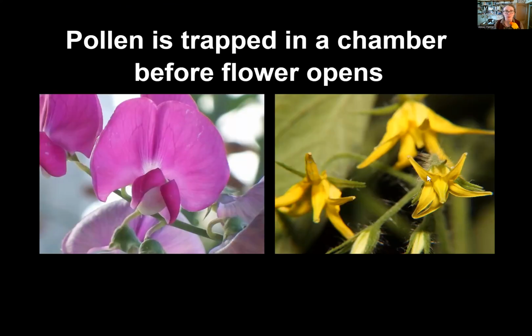So here are 2 examples of self-pollinated plants where the pollen is trapped in a chamber before the flower opens. I mentioned peas, that's what we see on the left. Beautiful pink flower, but you can see how I can't see the flower parts very well. And there does seem to be like a chamber, a container. It's the same on this tomato, where inside of this structure, all of the parts of the flower are contained. And by the time the flower opens, it has usually already been pollinated.